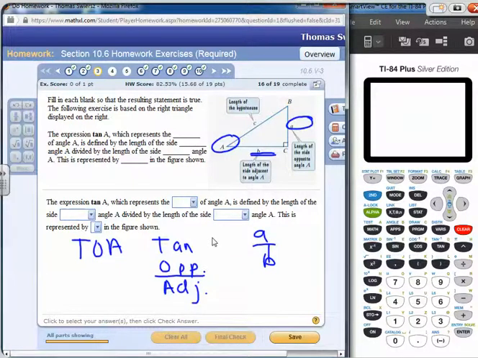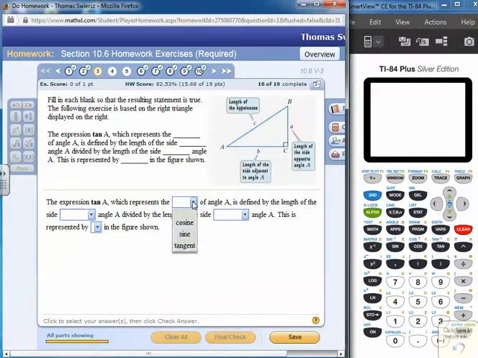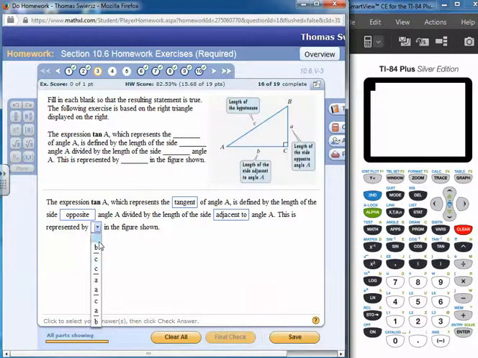Then we have the expression tan A represents the tangent of the angle defined by the side opposite divided by the side adjacent, and this is represented again, angle A is here, opposite over adjacent would be A over B.